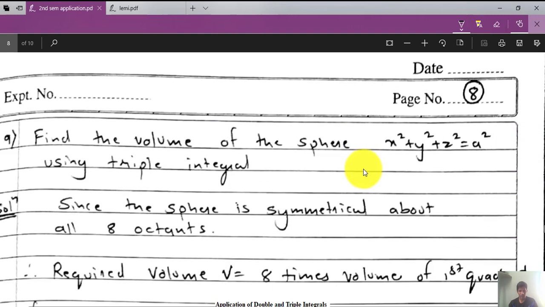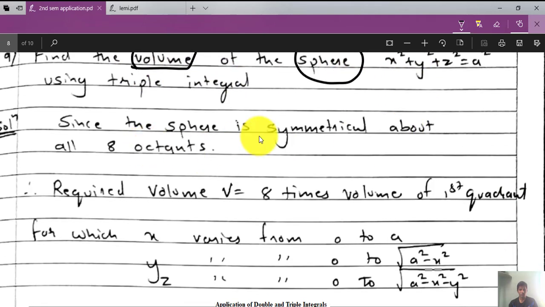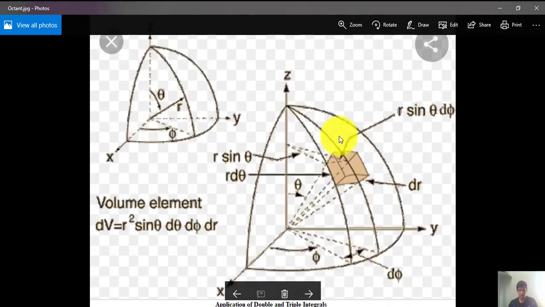Okay, now this one: find the volume of the sphere x square plus y square plus z square equal to a square using a triple integral. Now what did I ask? That is a sphere. I need to find the volume. Since the sphere is symmetrical about 8 octants, as I was telling you the other day, the required volume is 8 times the volume of the first octant. So the first octant, this is it.